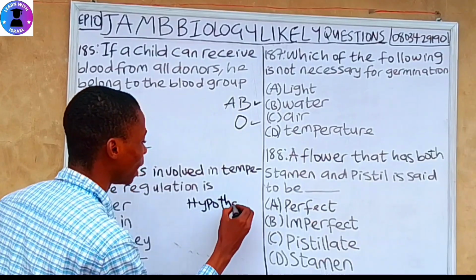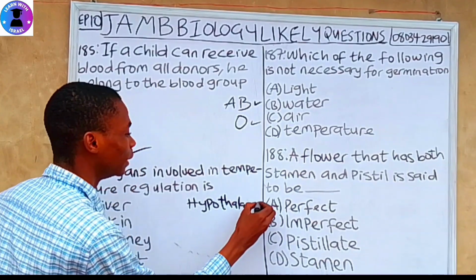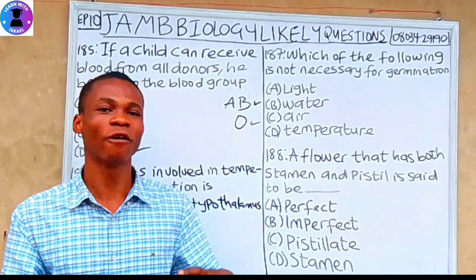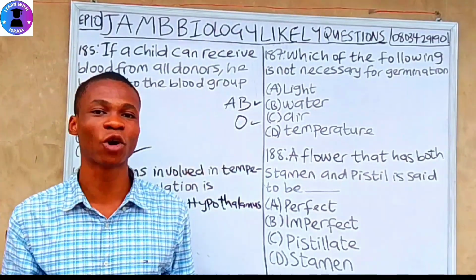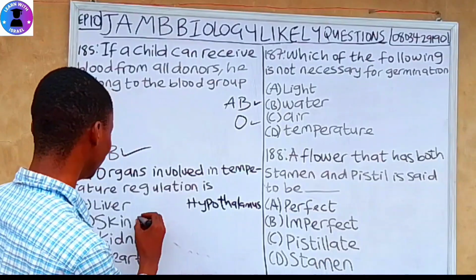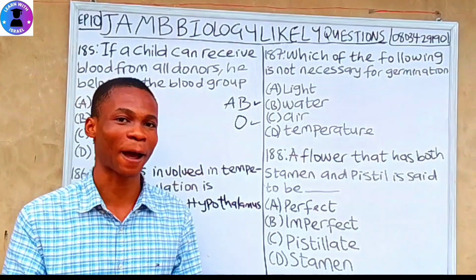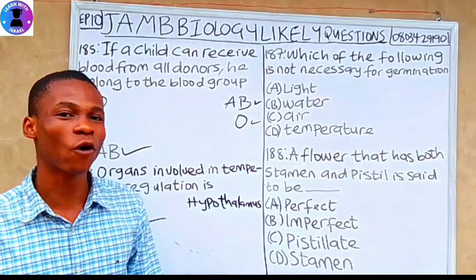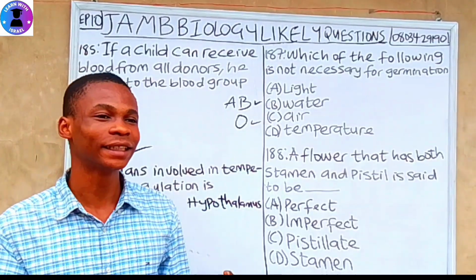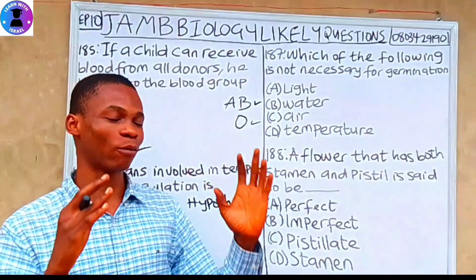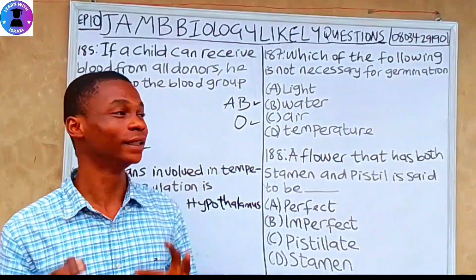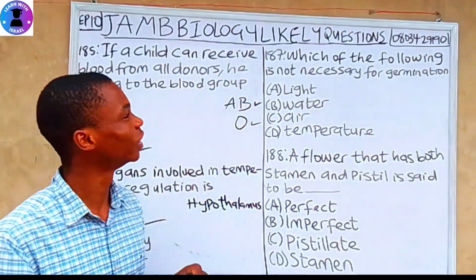It is the hypothalamus that regulates temperature. But the organ involved in the regulation of temperature is the skin. So skin is the correct answer. Skin does not regulate it directly, but the one that regulates it is the hypothalamus, while the organ involved in the regulation of temperature is skin. So let's move to the next one.